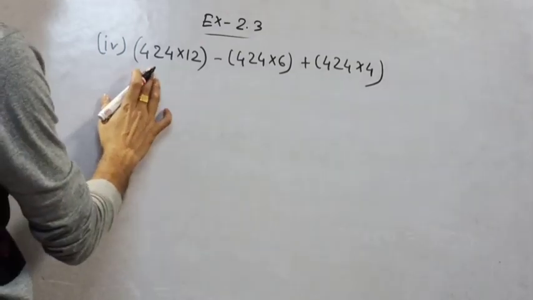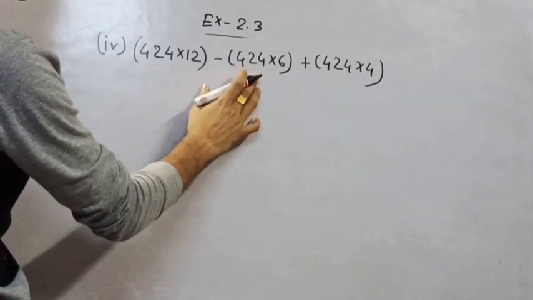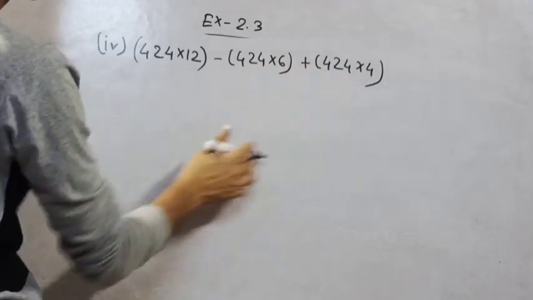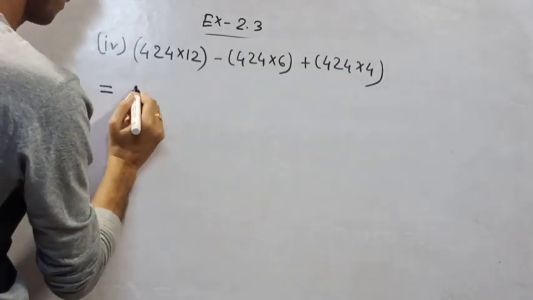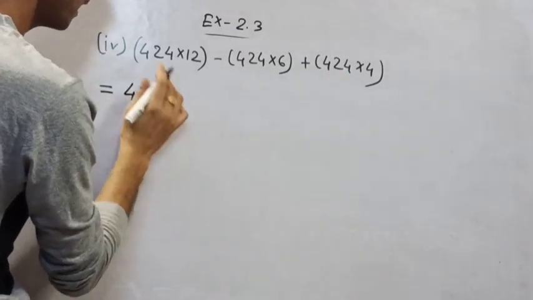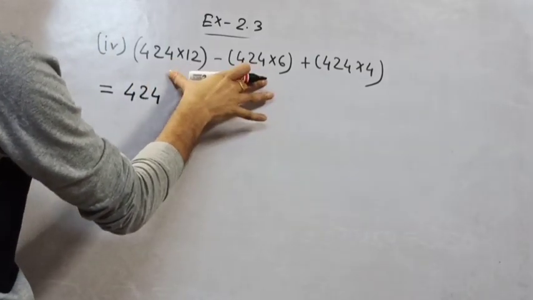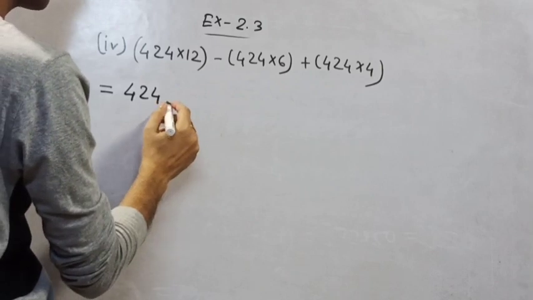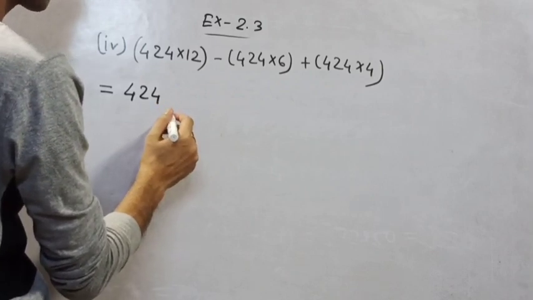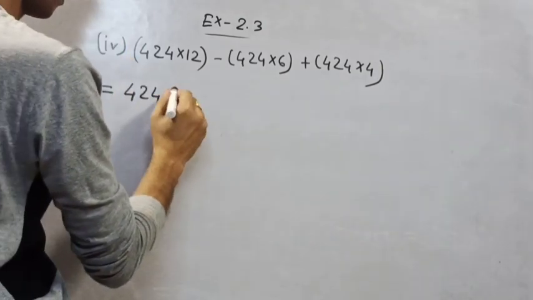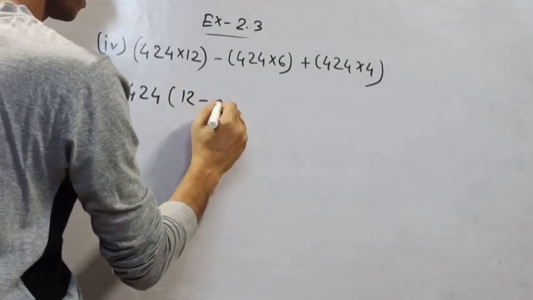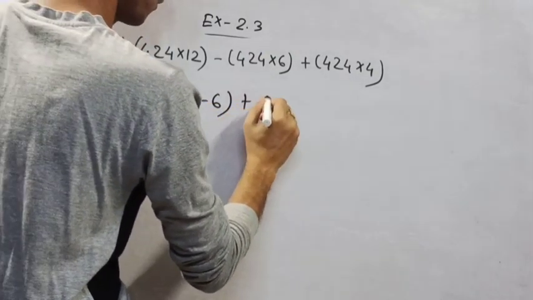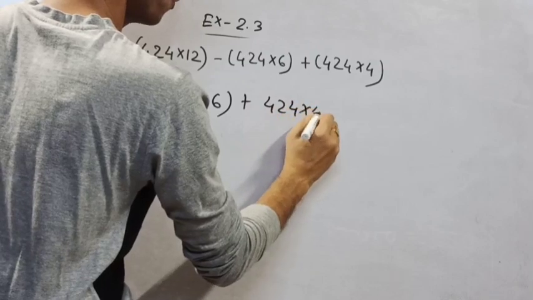So number 4, 424 into 12 minus 424 into 6 plus 424 into 4. So here 424, A into B minus A into C. So distributive property of multiplication over subtraction. So 424 into 12 minus 424 into 6. So here 12 minus 6 plus 424 into 4.